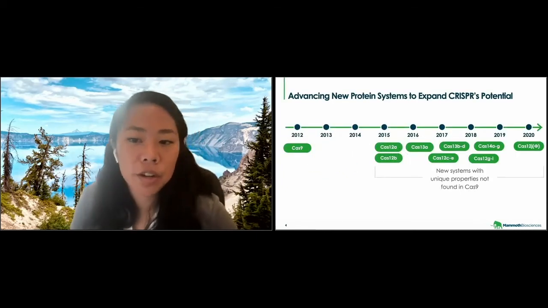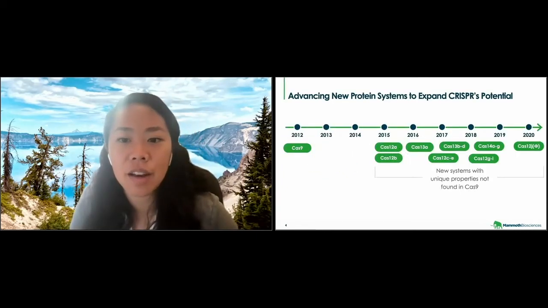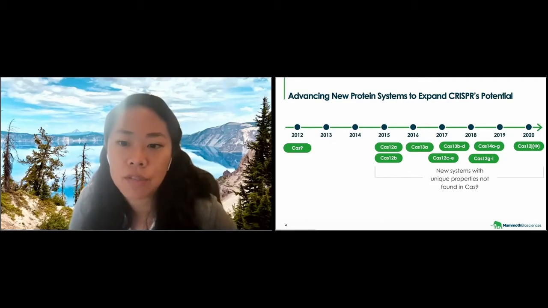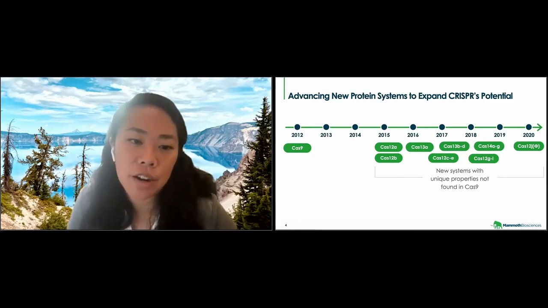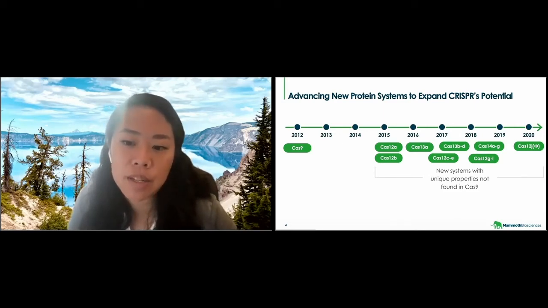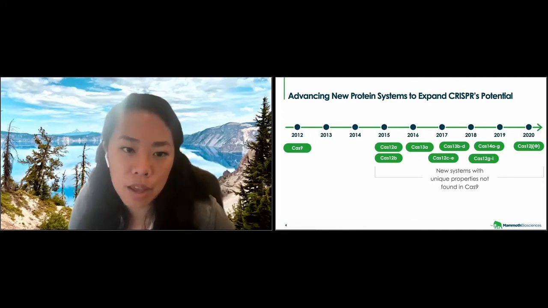So when we hear about CRISPR, many of us may think of the Cas9 protein and gene editing applications. And although Cas9 has paved the way for genome editing, over the last several years, there has been an explosion of new CRISPR systems that have been discovered and characterized. And many of these novel CRISPR proteins have unique properties that enable an expanding toolbox for CRISPR-based applications.